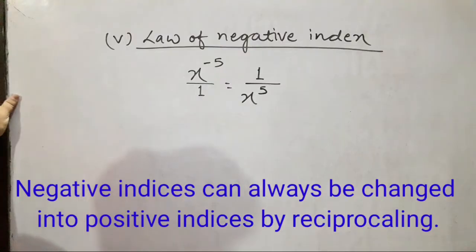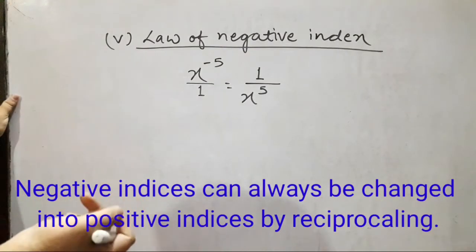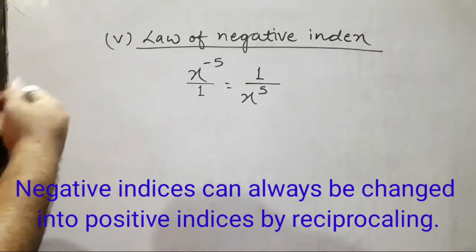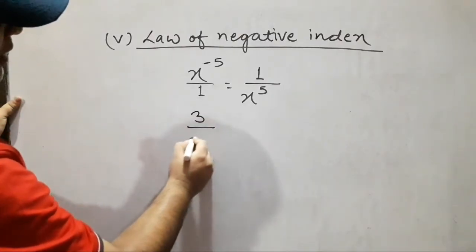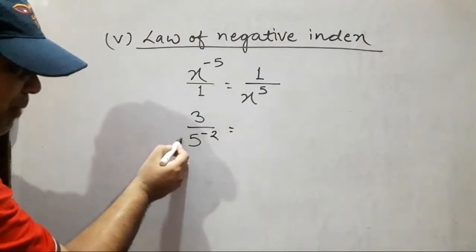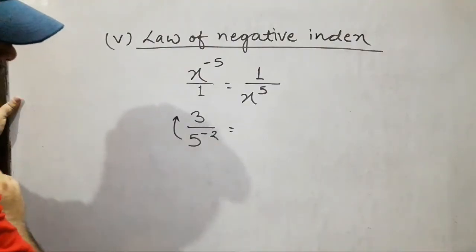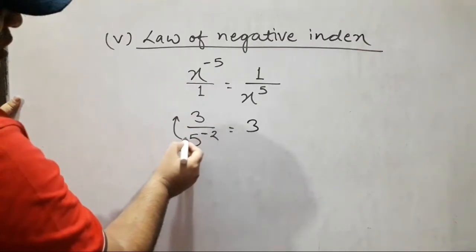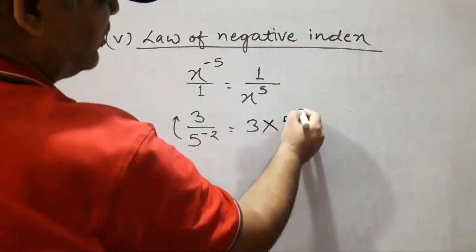Similarly, if any base is in the denominator with power minus, then it can be taken in the numerator and alter its power. That is, alter the sign of the power. Let's see an example. 3 by 5 power minus 2. If I take this 5 power minus 2 in the numerator, then the sign of this 2 will be altered. I can write this as 3 as it is. 5 power minus 2 will go up in the numerator and become 5 power plus 2.